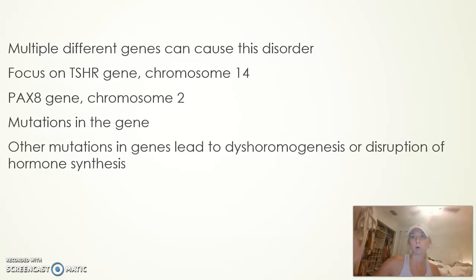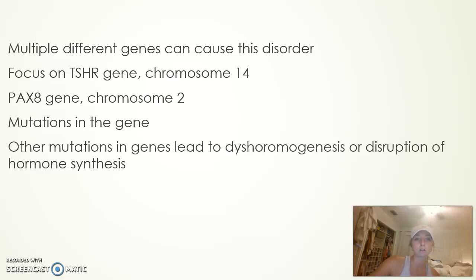The one I chose to analyze for the semester, I think it was project 3 or 4, I can't remember which, was the TSHR gene, which is on chromosome 14. But I also wanted to mention a few others. We have the PAX8 gene on chromosome 2. Those were the two biggest ones I found. But there were also mutations in other genes that lead to dyshormonogenesis: DUOX2, on chromosome 15; SLC5A5, chromosome 19; the TG gene, on chromosome 8; and the TPO gene, on chromosome 2.